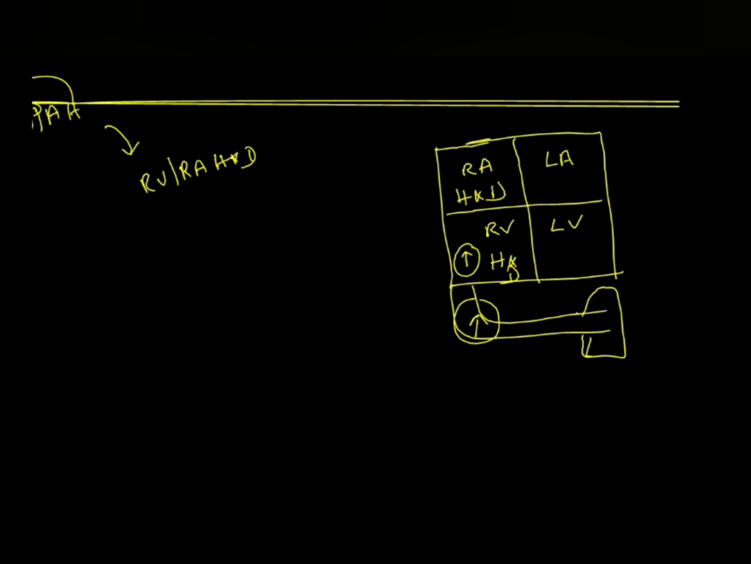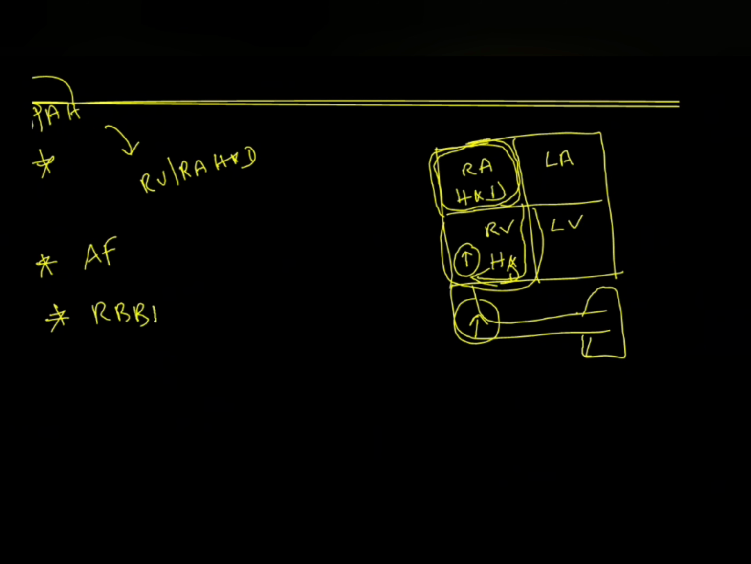Finally, whenever the right atrium dilates and undergoes hypertrophy, what happens to the current flow in the right atrium? It is disturbed. When the current flow is disturbed, the person can develop atrial fibrillation. So these people are more prone to develop atrial fibrillation. Third, whenever the right ventricle undergoes hypertrophy, the right bundle branch which goes to the right ventricle is disturbed. Therefore these patients can have right bundle branch block also.